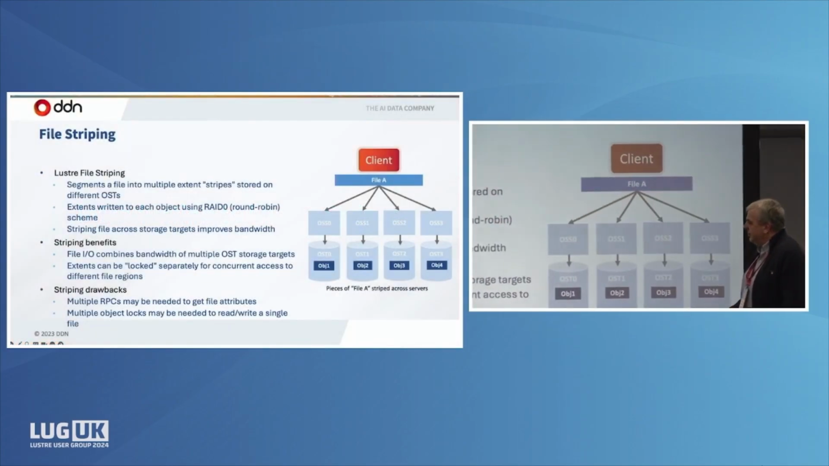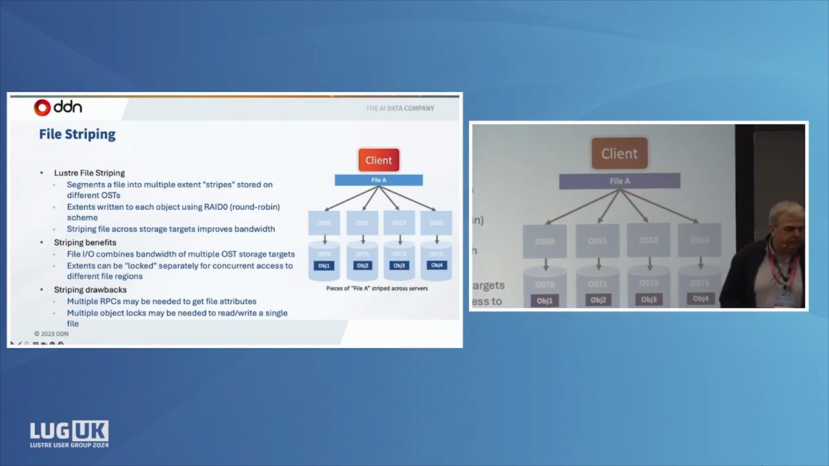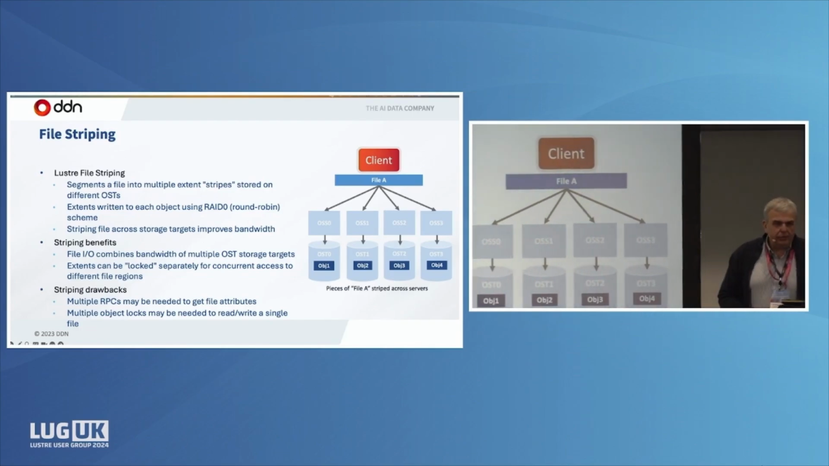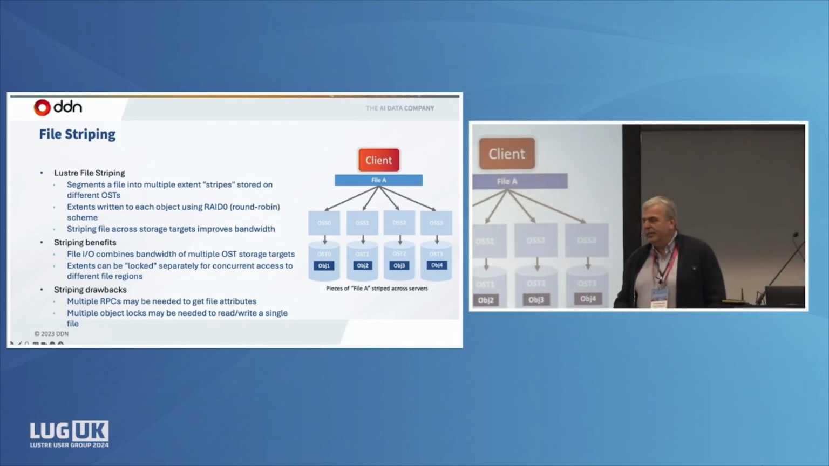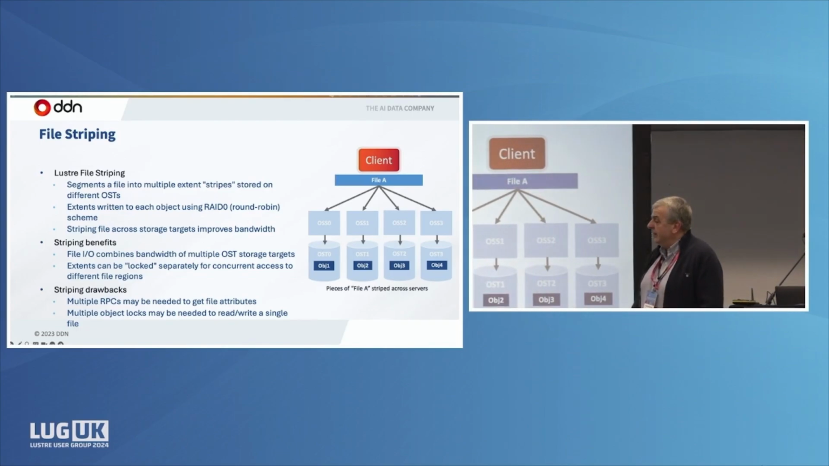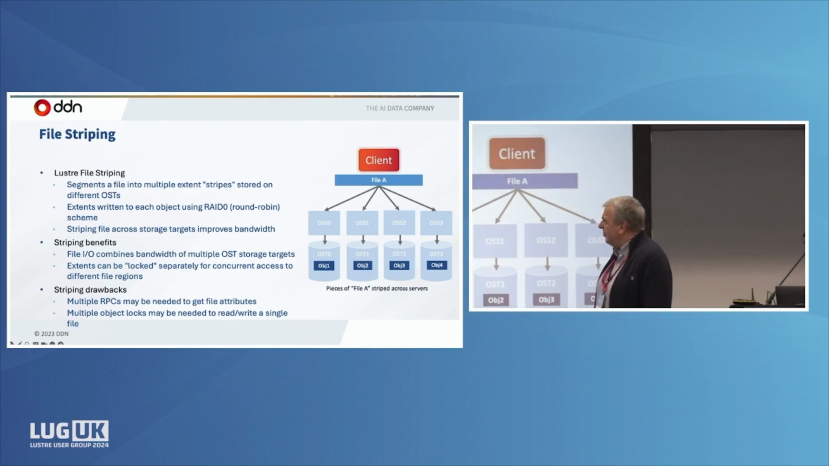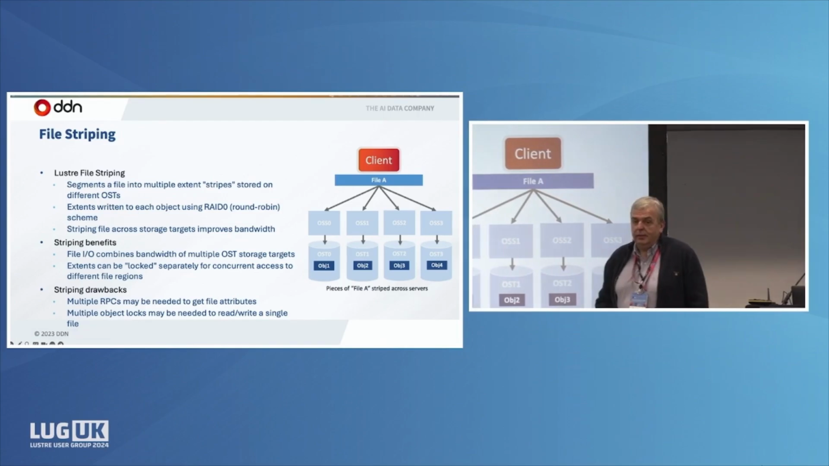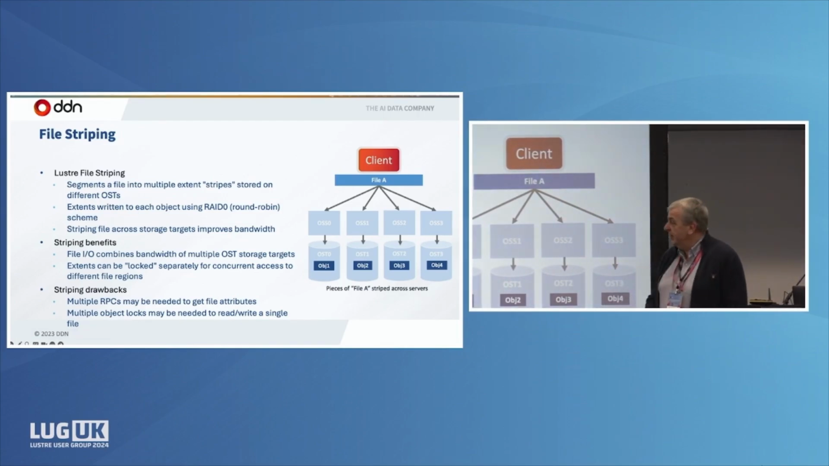So what is striping? We mentioned it before. Lustre is an open source project. It's adopted by lots of organizations. And one reason why it's adopted by lots of organizations is the speed it can provide to your applications. And it does this by something called striping, file striping.